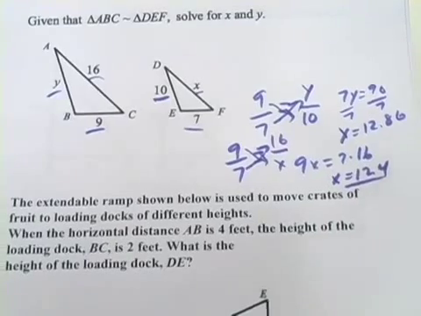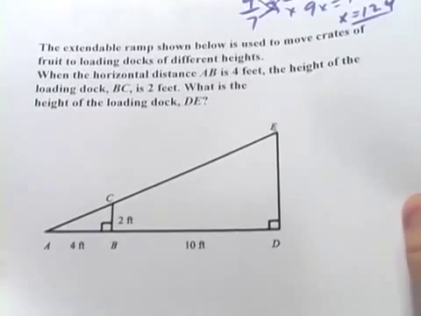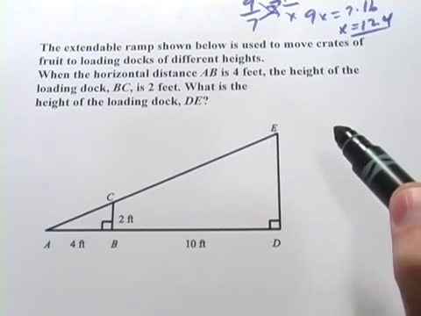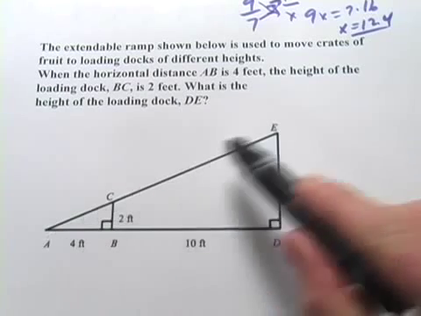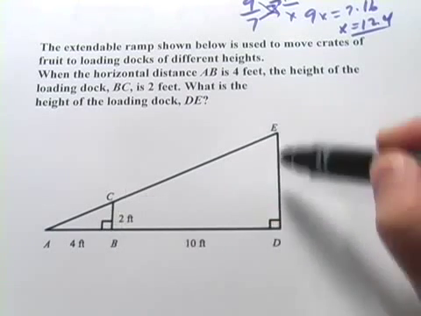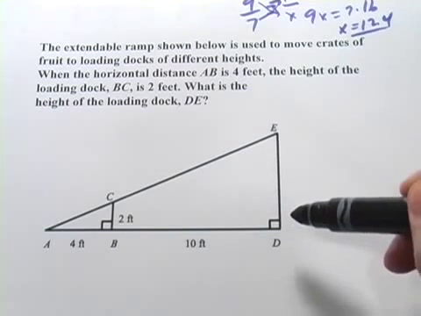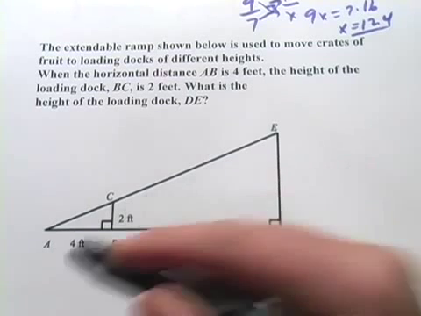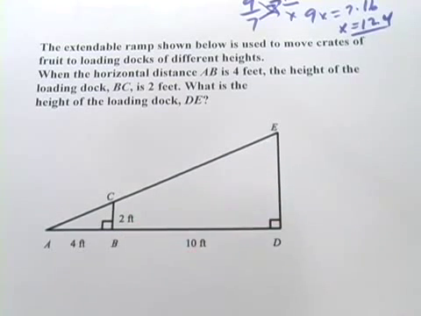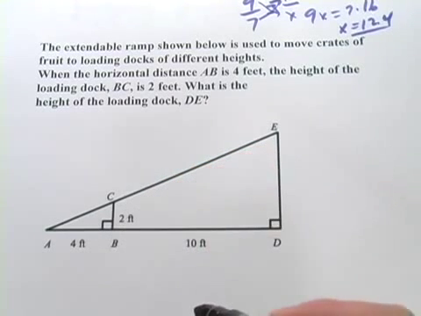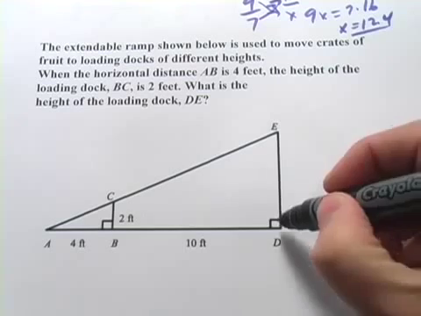All right, let's look at another one here. This one is kind of a word problem. It says the extendable ramp shown below, so I guess this triangle represents a ramp, and it can be extended this much, or it could be extended all the way to here, is used to move crates of fruit to loading docks of different heights. When the horizontal distance AB, so from here to here, is 4 feet, the height of the loading dock BC is 2 feet. What is the height of the loading dock DE?